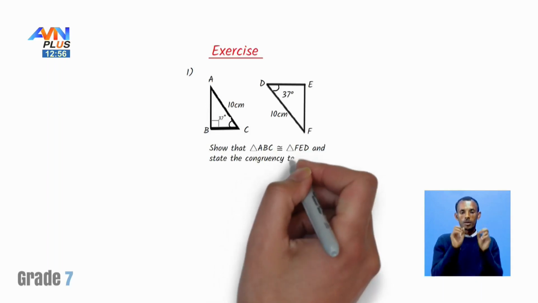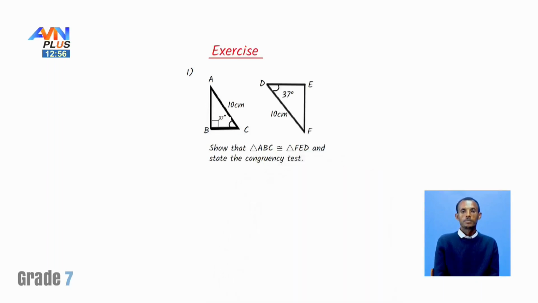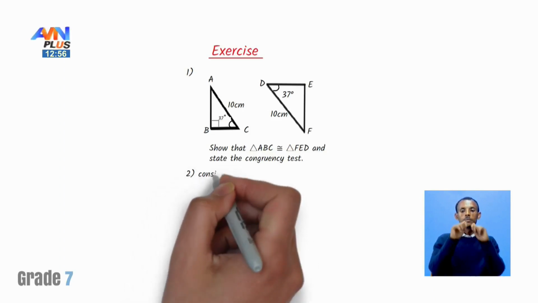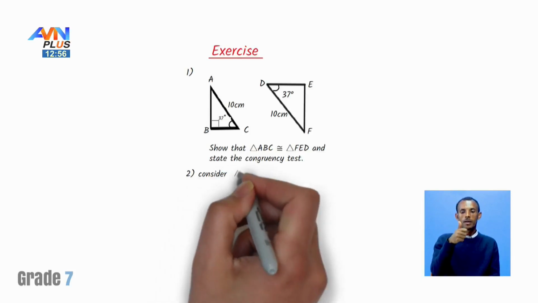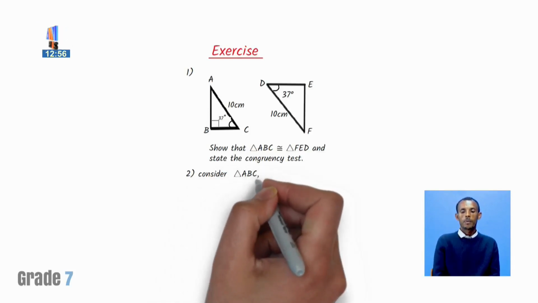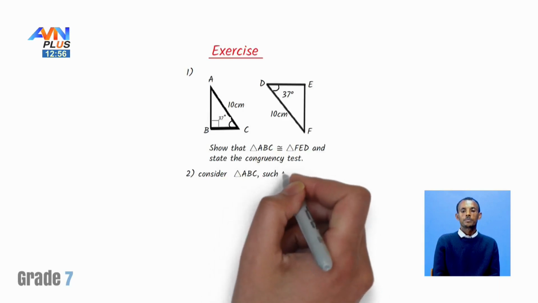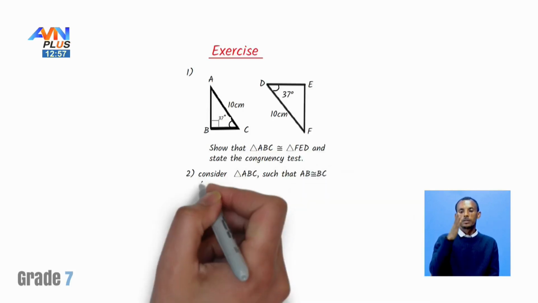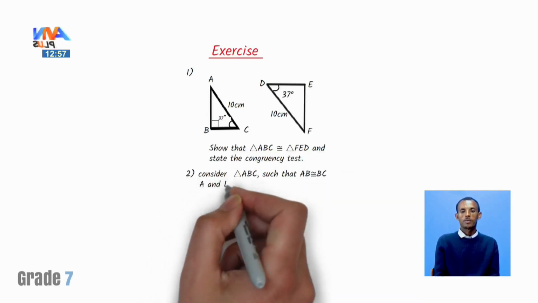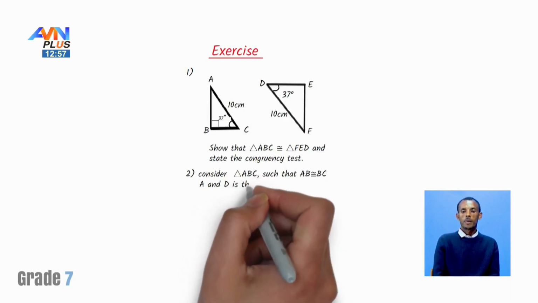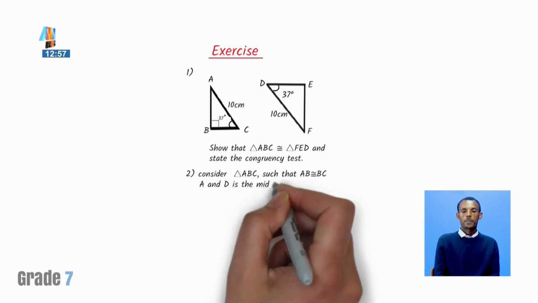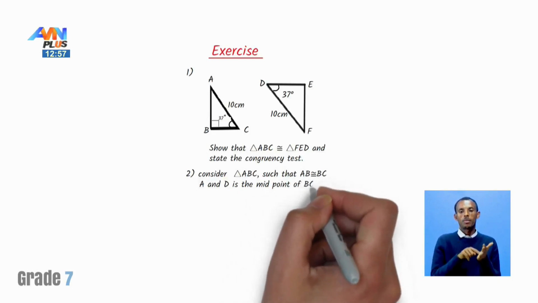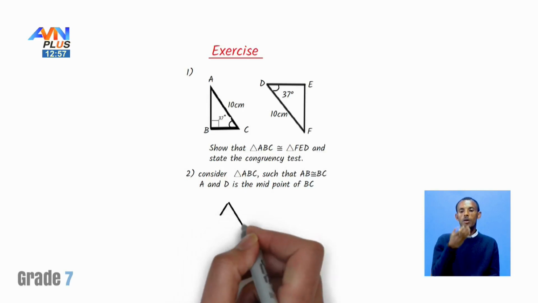Okay, second question. Consider triangle ABC. Say that side AB is congruent to AC, and D is the midpoint of BC.